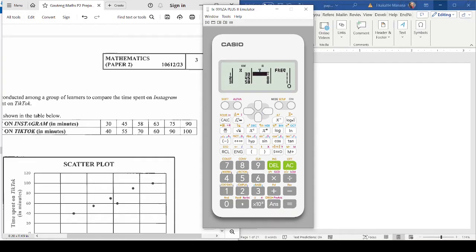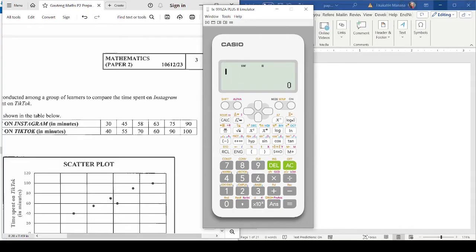Now Y will represent TikTok, so it starts at 40 equals, 55 equals, 70 equals, 60 equals, 90 equals, and then 100 equals. Let's see, 6 for 6. Cool. From there on, we'll press AC. The data is already on the calculator.